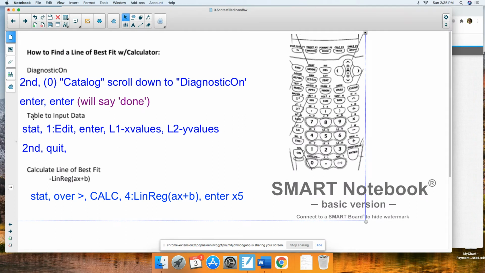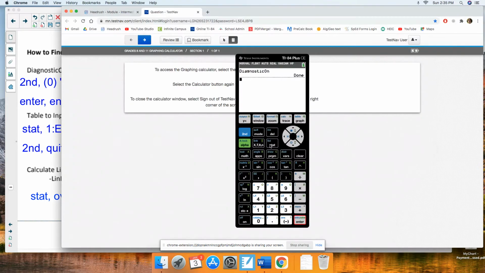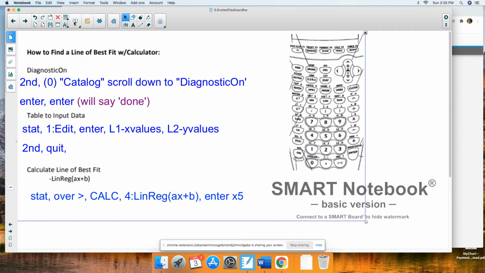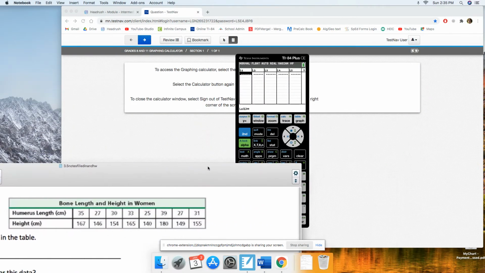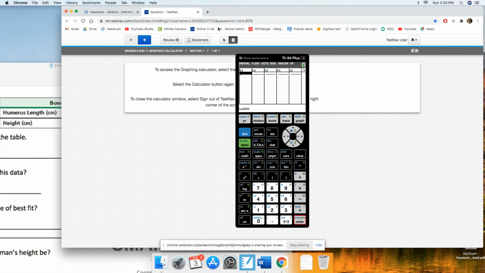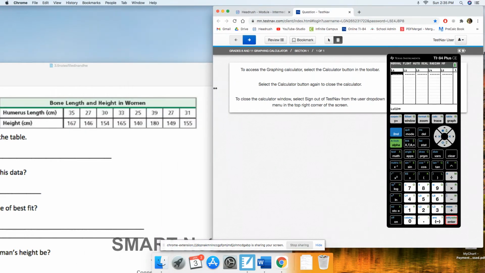Then we need to input the data into the table. So we're going to go stat, then edit, and talk about our list 1 and list 2. Stat, edit has already been selected, and then we get to input our data here. We're going to input our data based on this table here. I'm going to do some screen arranging so that that can happen. There we go.